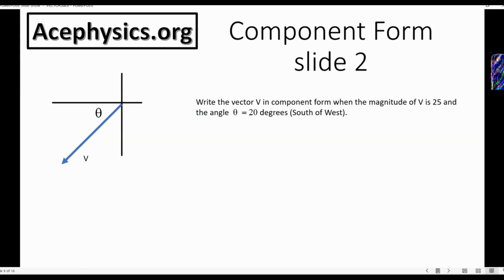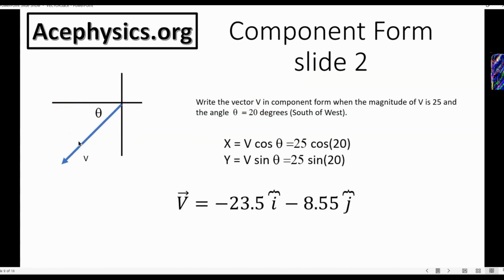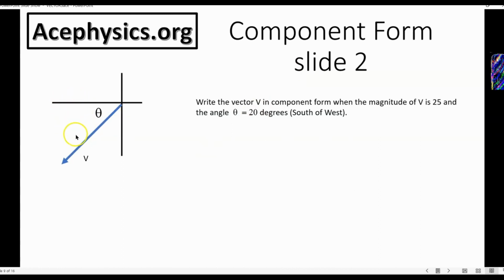Here's an example that you may want to work on. You can hit pause on the video right now. Write the vector v in component form when the magnitude of v is 25 and the angle theta is 20 degrees south of west. So first of all, just for the nomenclature, here's the angle theta. You start at west and then you move 20 degrees towards the south. Now obviously it's not drawn to scale.